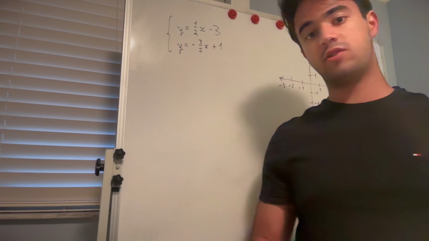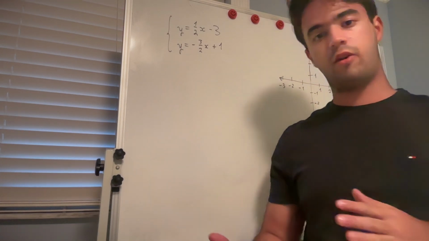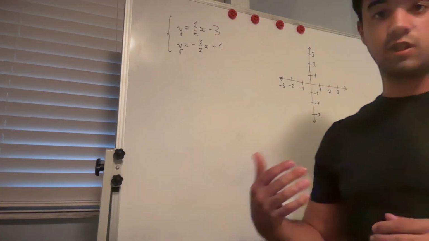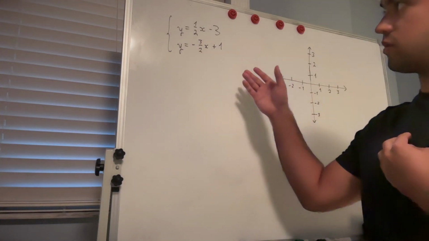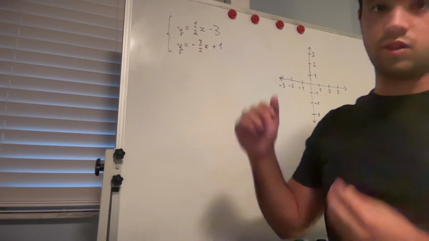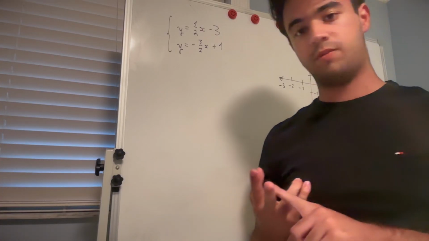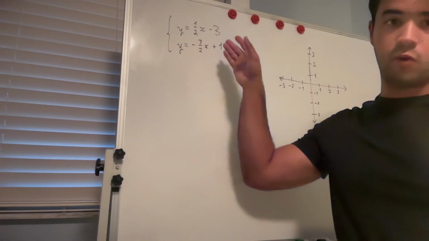Now, what if we wanted to find a solution to a system of equations instead of deciding whether or not a pair of coordinates was a solution? There are three different methods. The first one I'll be showing you is graphing the linear equations, and the other two will be substitution and elimination. So we want to find the solution to this system of equations.